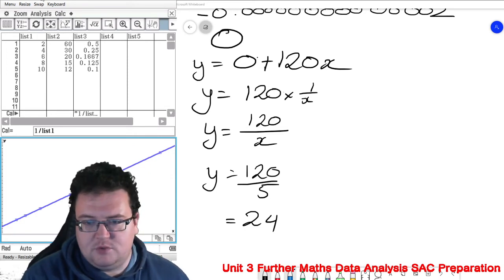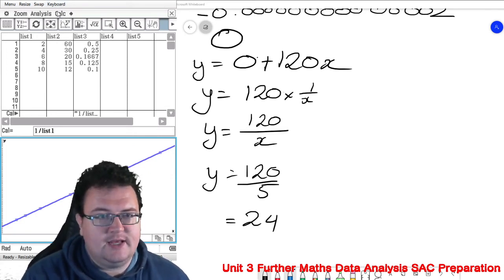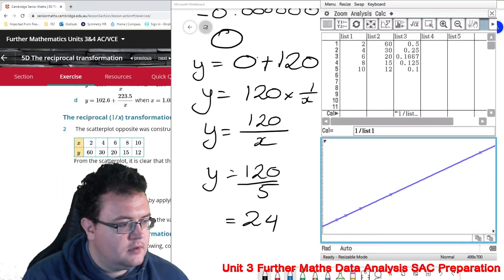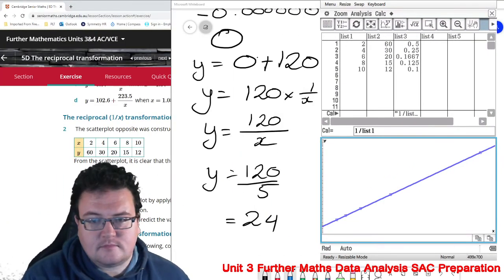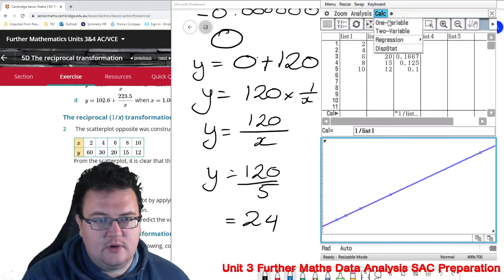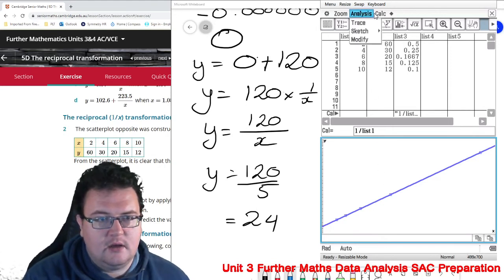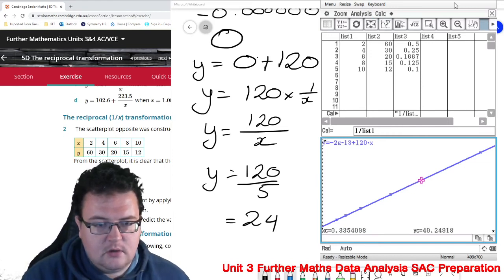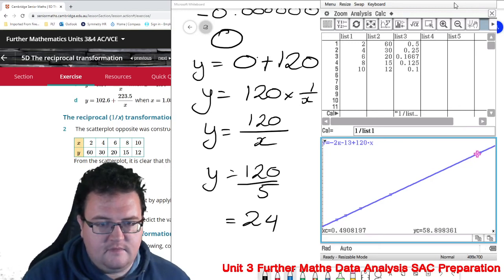Another cool thing you can try and do is when you have your linear straight line, you can actually go in here, trace, and you can actually fiddle around and see what values you end up with.